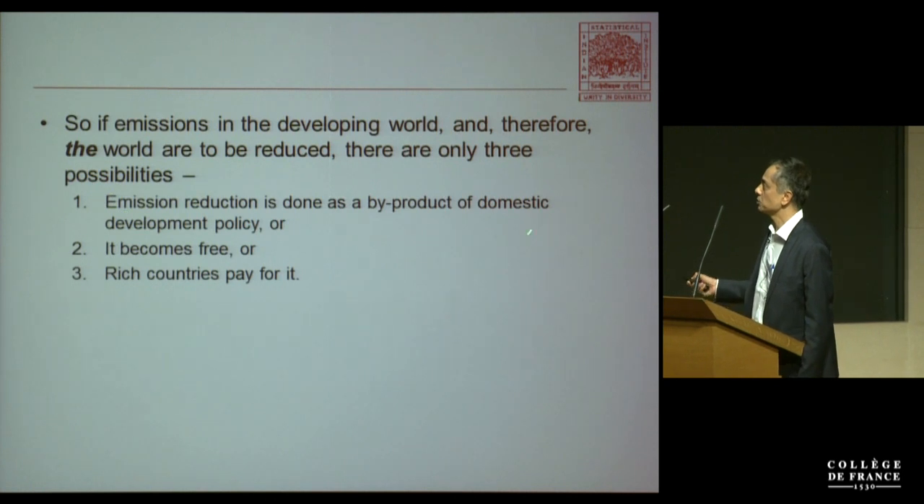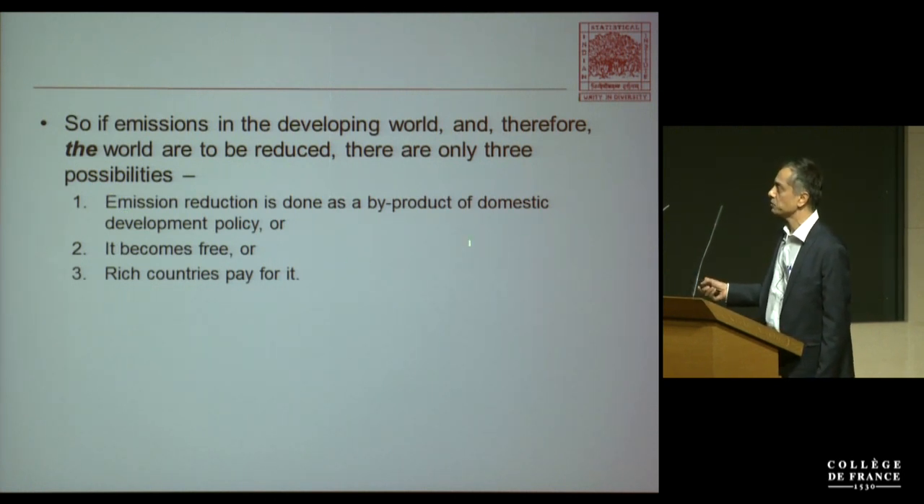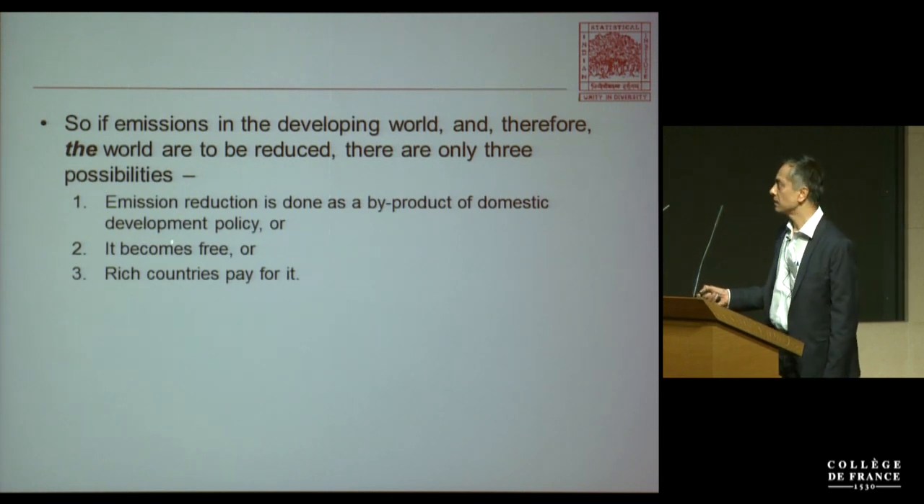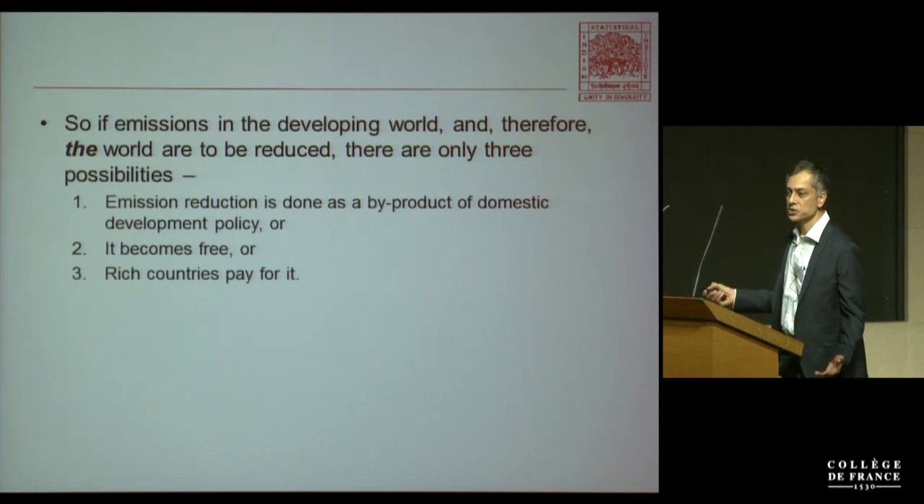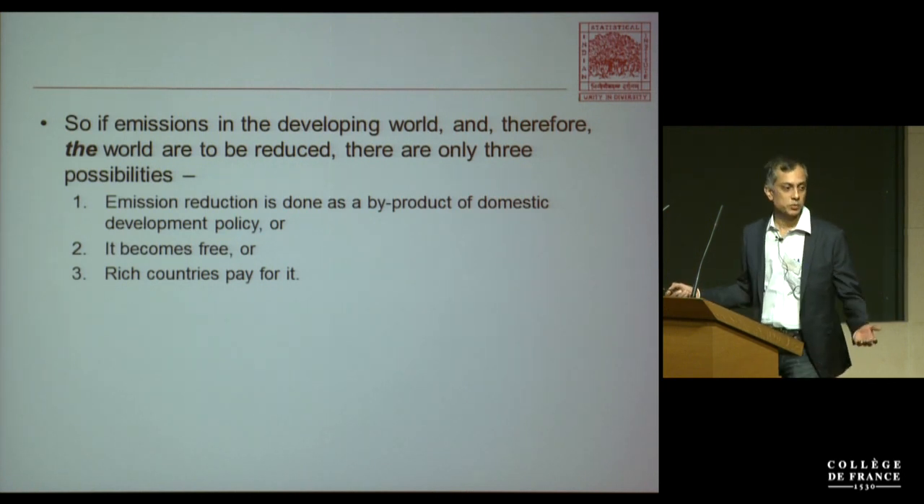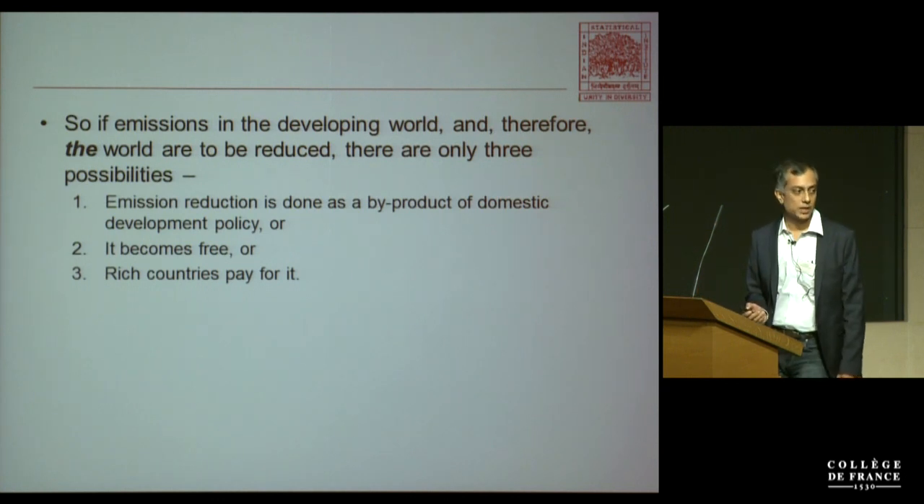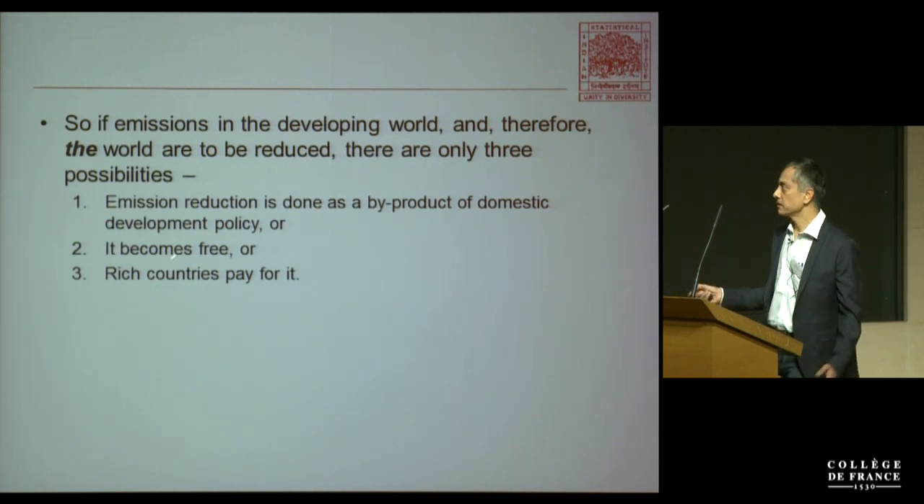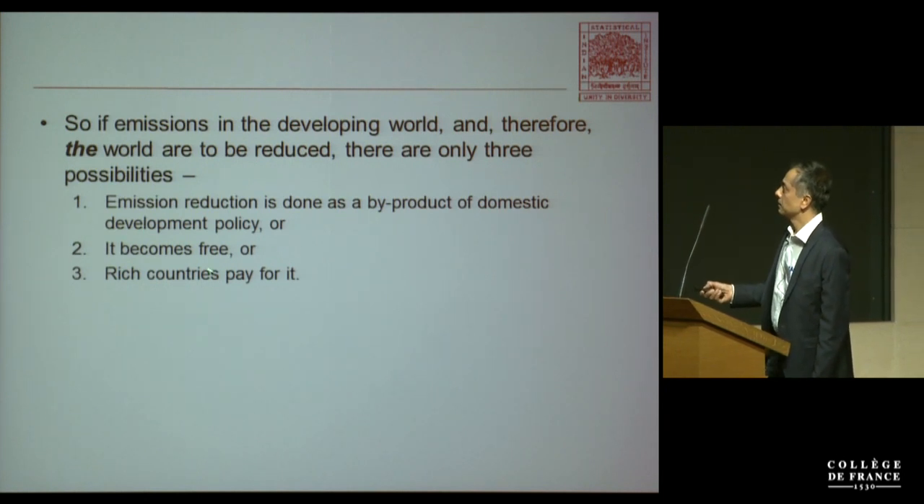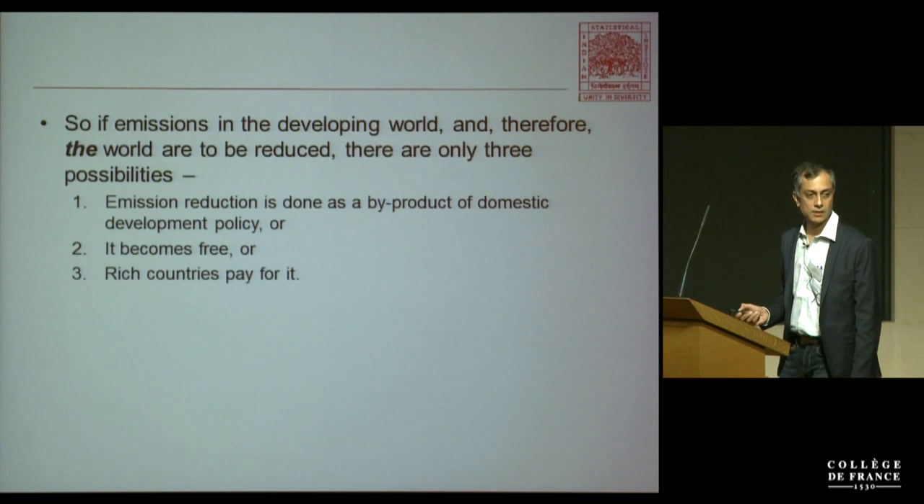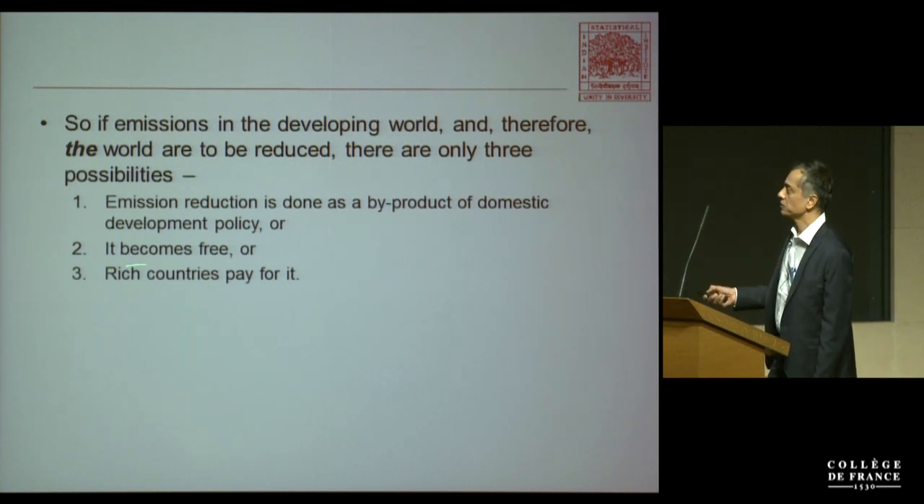One possibility is that emission reduction is done in the developing world as a byproduct of domestic development policy. A second possibility is that it becomes free to not emit. That would happen if the costs of technologies like solar, wind, and others that don't emit become substantially cheaper than the existing system. Or, third, that there are transfers to enable these countries to pay for somewhat more expensive energy access than they would have got if they just used off-the-shelf fossil fuel technologies.